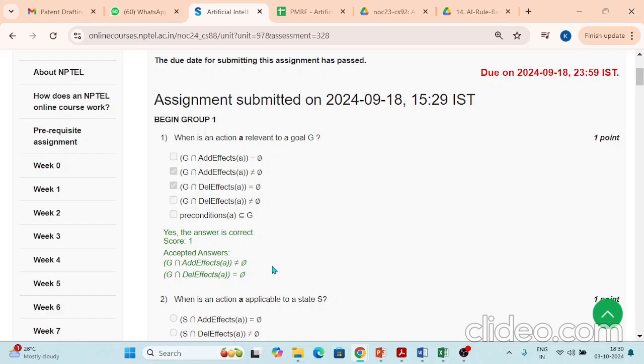Meaning that the negative effects of A are not included in the goal state. Indirectly we are saying that by doing that action, we are not deleting anything from the goal. Delete effects means we are deleting some effects by performing an action A. That is why, if the action is relevant for that particular goal, it does not delete anything in the goal. So G intersection add effects is not equal to null set, and G intersection delete effects is equal to null set.